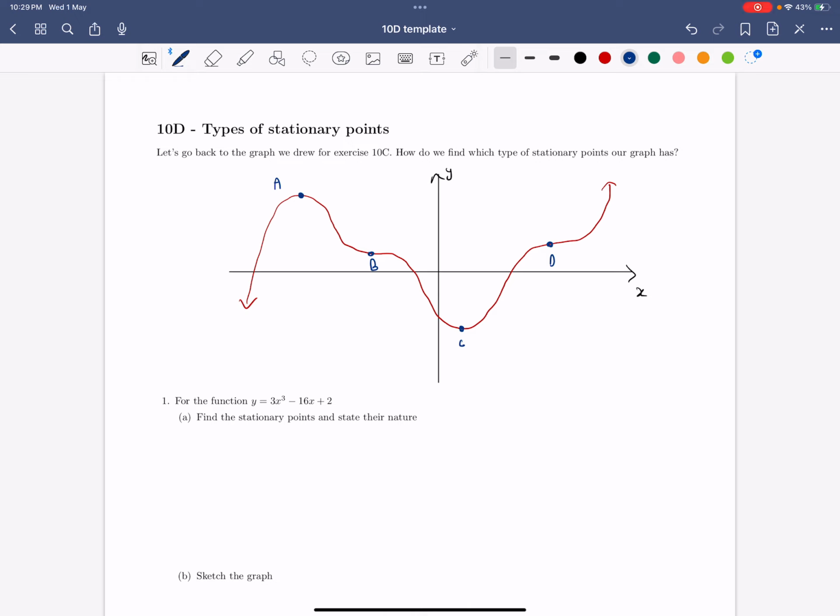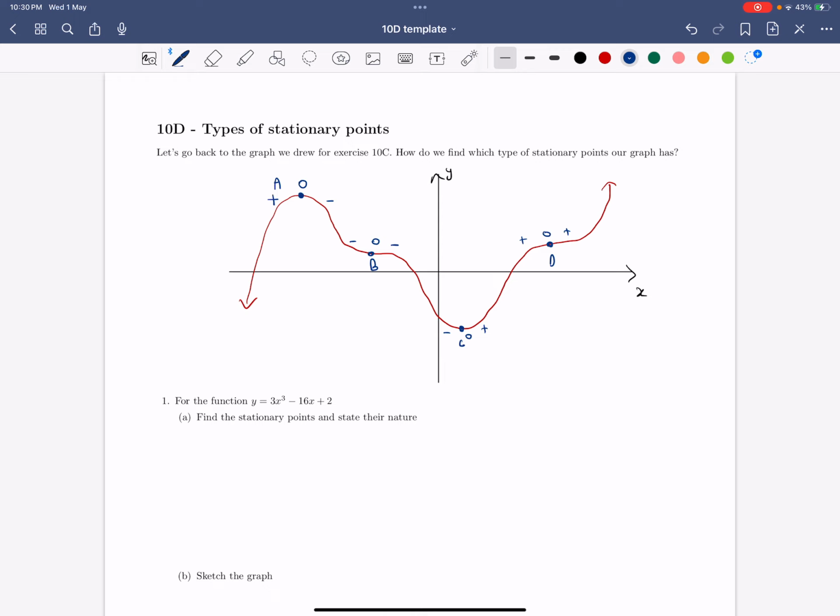So the gradient to the left of A is positive, and then it's 0, and then it's negative, okay? And then for B, you're going from negative to 0 to negative again. For C, we're going from negative to 0 to positive. And then for D, we're going from positive to 0 to positive, okay? So there are 4 different combinations of what's happening around the stationary point.